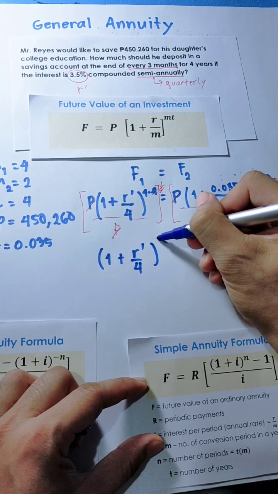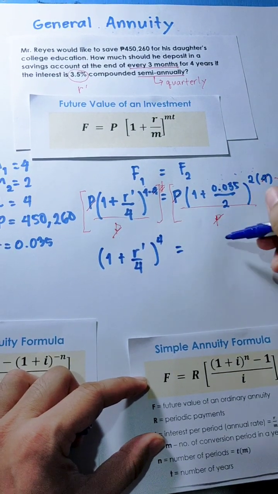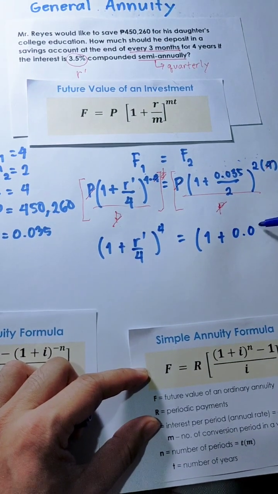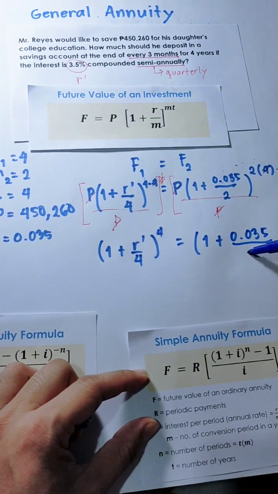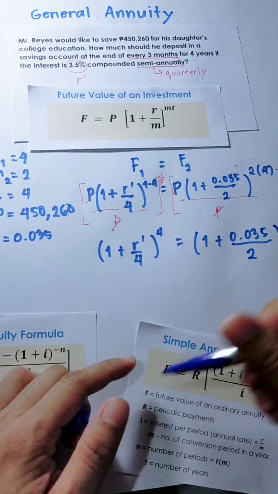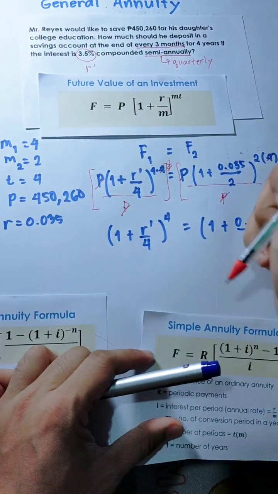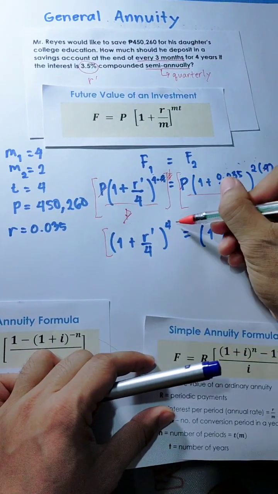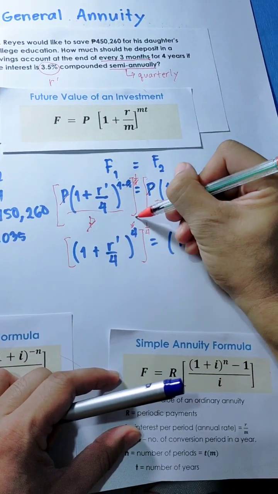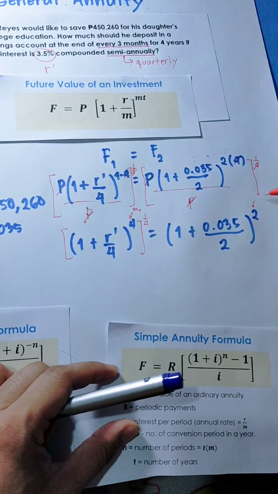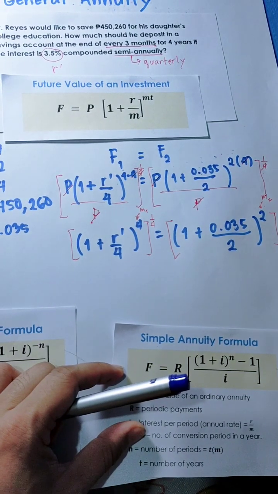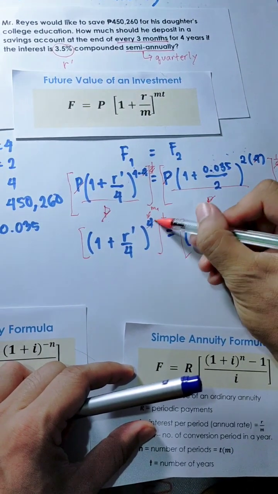And then what we have left on the left side is (1 plus R prime over 4) to the 4, which is equal to (1 plus 0.035 over 2). Then the exponent now is 2. And we can clear this more because we only want this. Raise both sides again to 1 over 4. Remember, this is our M1, right? And this is our M2. Both sides are raised to 1 over 4, and this is now cancelled out.